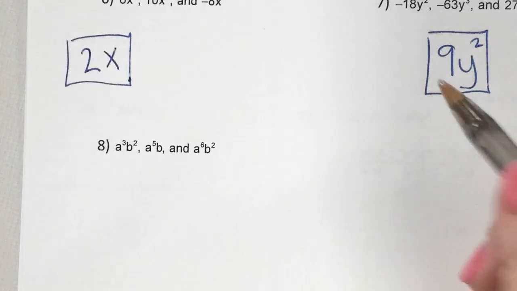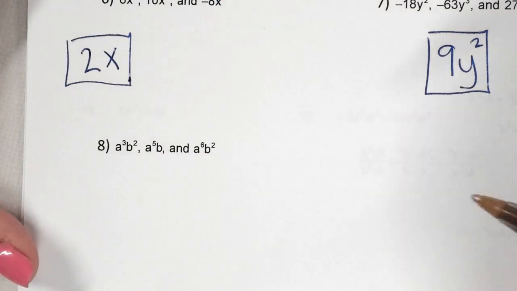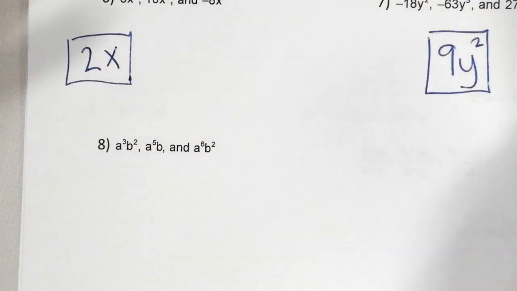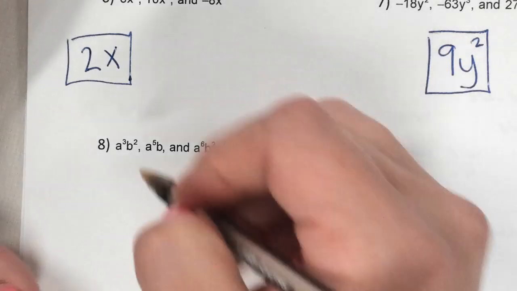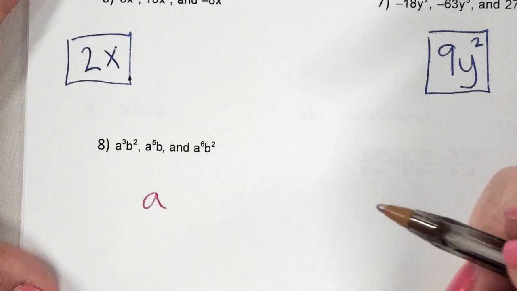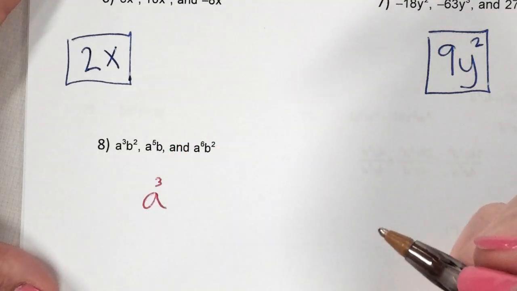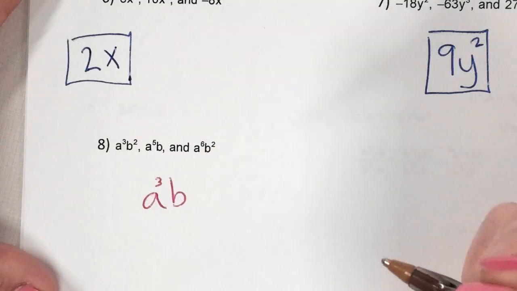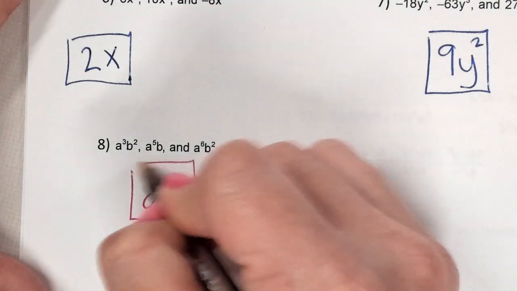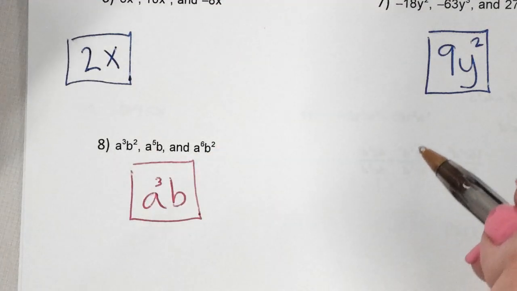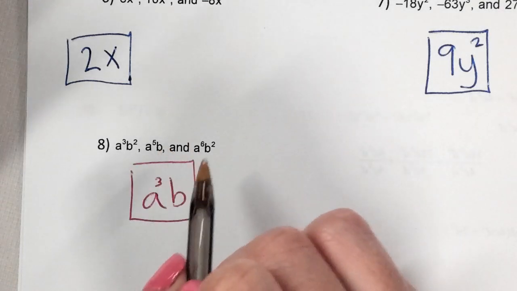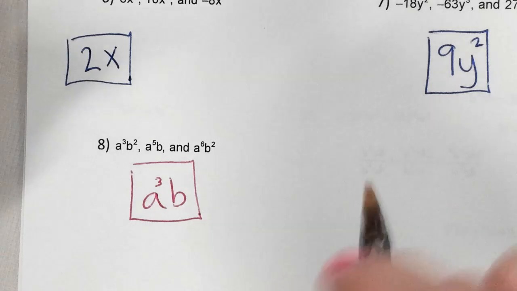So number 8, do they all have an a? Yes. Now none of them have a coefficient, so I mean you could put a 1, but you don't have to take out 1. Okay, so they all have an a. And which a is the smallest? 3. Do they all have a b? Yes. And which one's the smallest? 2. 1. So this is your answer. Because you have b squared, b to the first, and b squared. b to the first is the smallest.